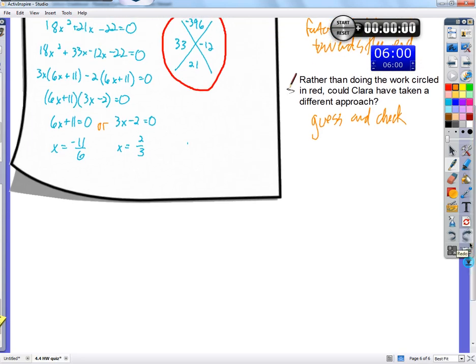What are we guessing about? Well, we could definitely guess just the x, the solution. Just guessing, guessing. That's definitely a form of guess and check. If we do want to use factoring, we could guess at how it factors.